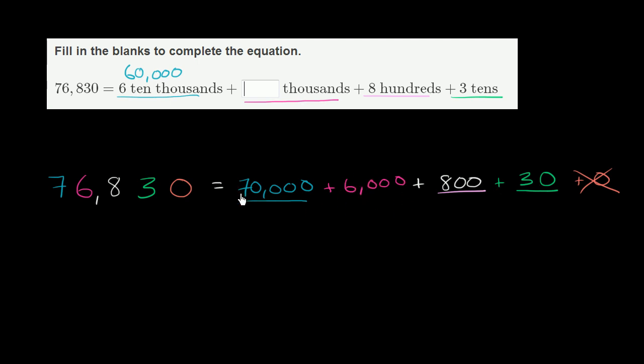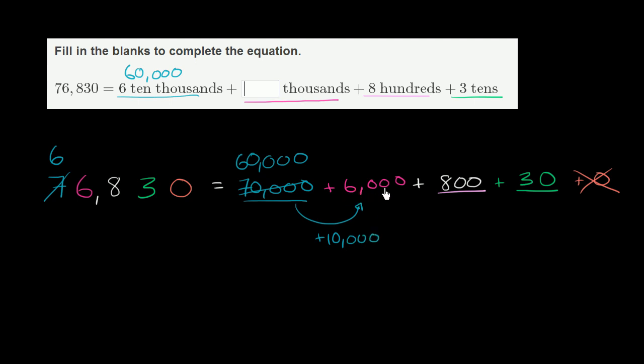So let's try to do that. So let's get rid of 10,000 out of the 70,000. It becomes 60,000. So this becomes a 6. And then we're regrouping that into the thousands place. So we're going to add 10,000 to the thousands place.